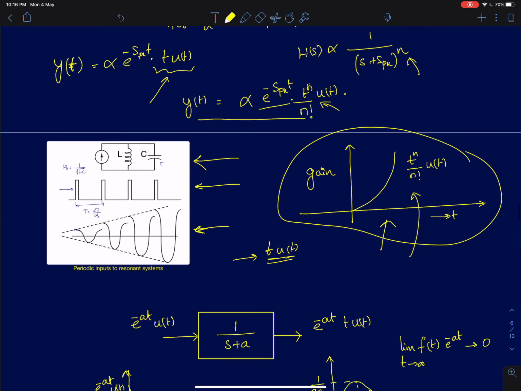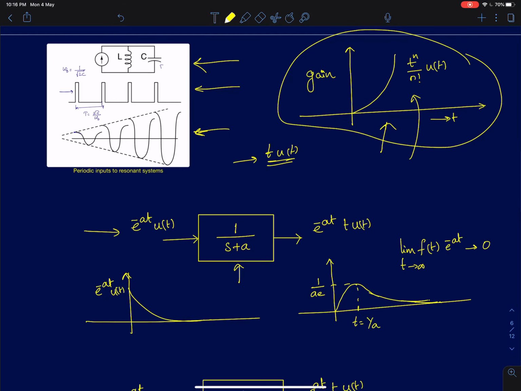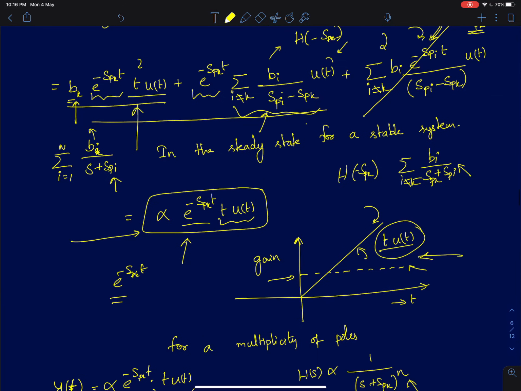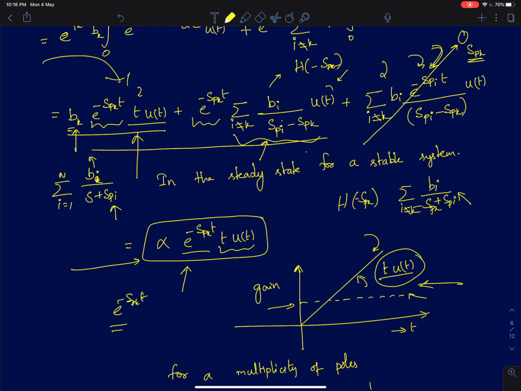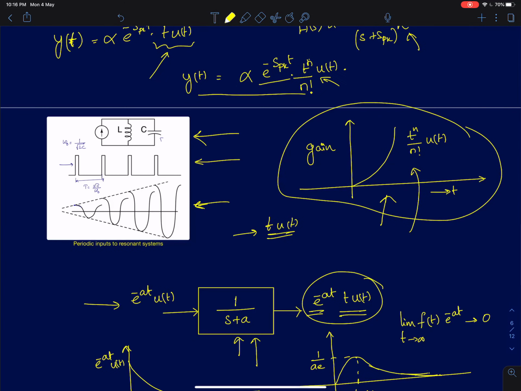So we'll take some examples. I'll start with a simple example, where I'm applying an input of this type, e power minus a t into u of t, to a system with a pole at s equal to minus a. So we can directly write the output as e power minus at into t into u of t, in the steady state. Since this system has only one pole, the expression that I've shown here, containing 3 terms, will have no second and third terms, because all the other poles are non-existent here. So you will have only the first term, and that's why we can directly write this as the expression for the output.